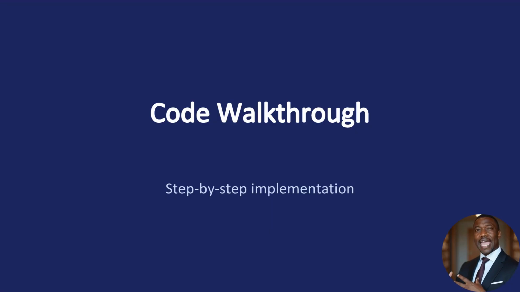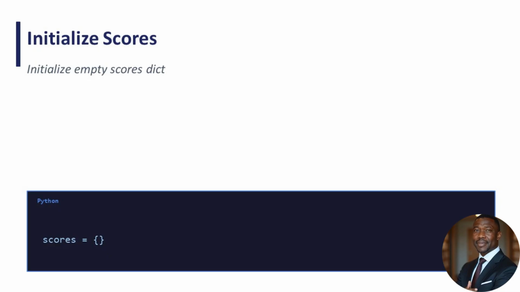Let's now walk through the actual implementation of this algorithm step by step. The implementation begins by initializing an empty dictionary called scores. This dictionary will hold 1 entry per variable, mapping each variable's integer concept code to its accumulated pairwise score. Starting with an empty dictionary ensures a clean slate before iterating over the variable set.